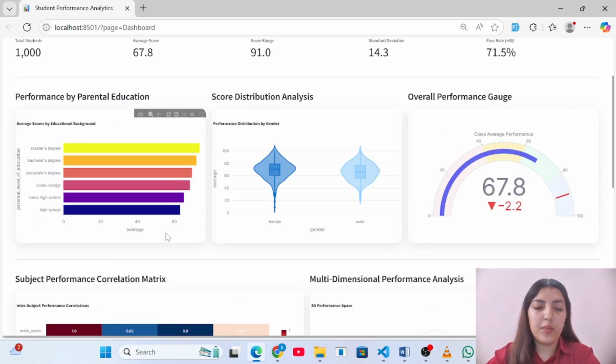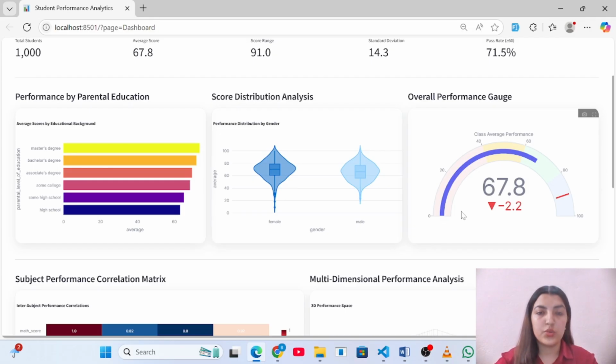This bar chart compares the average student scores based on the education level of their parents. Students whose parents have the highest levels of education, such as those who have completed their master's or bachelor's degree, tend to score higher on average than students whose parents have completed high school or some school. So this chart shows the positive correlation between student performance and the parental level of education.